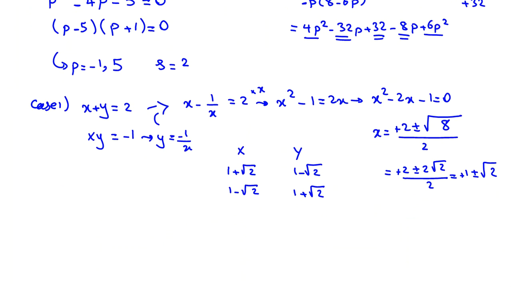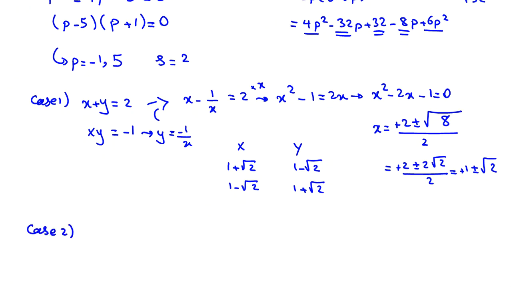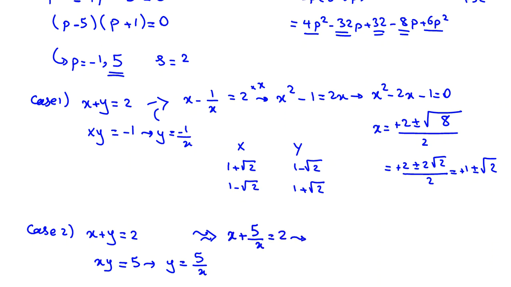Now, let's consider case 2. x plus y, the sum, is 2. In this case, the product is 5. So again, I consider y equal to 5 over x and replace it in the first equation. It will be x plus 5 over x equal to 2. And if you multiply by x, then it will be x squared plus 5 equal to 2x. If we take all things to one side, x squared minus 2x plus 5 equal to 0.